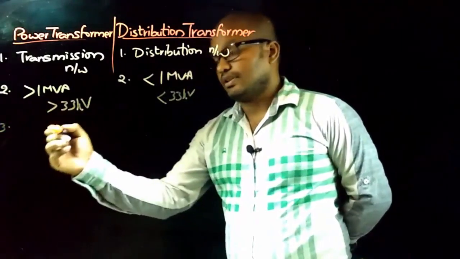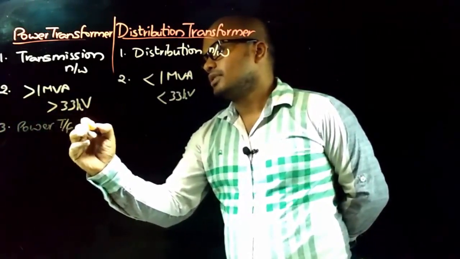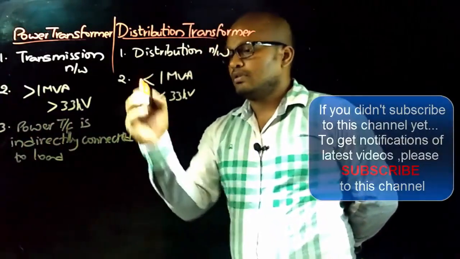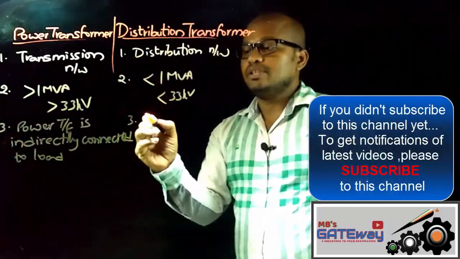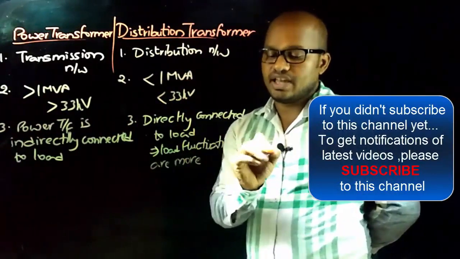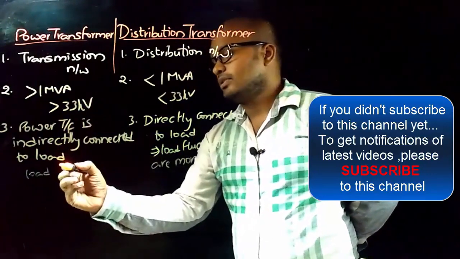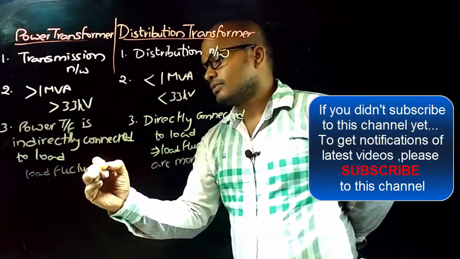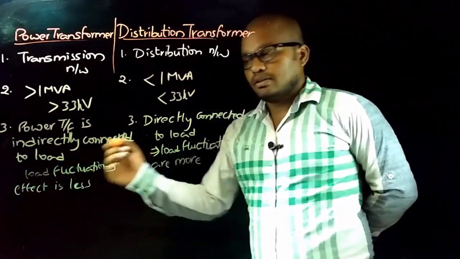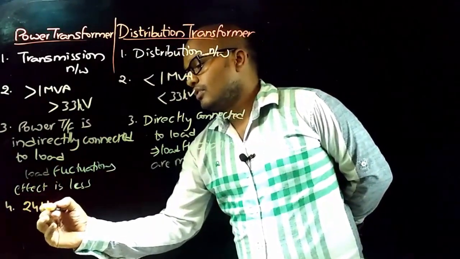And the other point is that power transformer is indirectly connected to load, whereas distribution transformer is directly connected to load, which means load fluctuation effects are more in case of distribution transformer, whereas in case of power transformer load fluctuation effect is less.